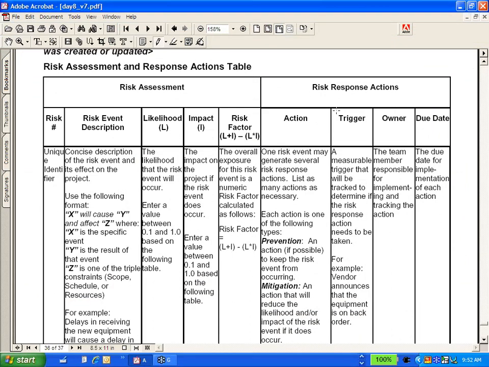Risk response, a measurable trigger, something that you can measure, something that you can identify that will be tracked to determine if the risk response action needs to be taken. For example, vendor announces that the equipment is on back order. So your firewall thing would actually be exactly this. Your API thing would be vendor announces that the API is changing. If the risk is about an incompetent team, what will your trigger be?